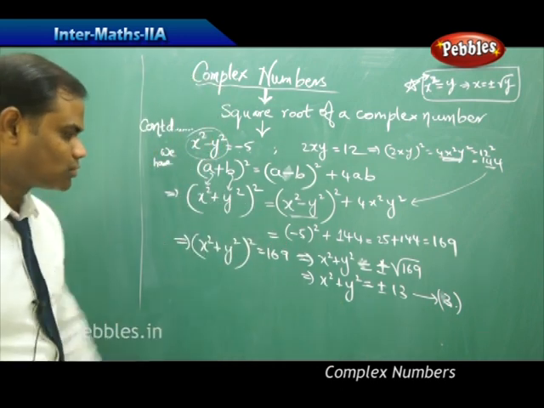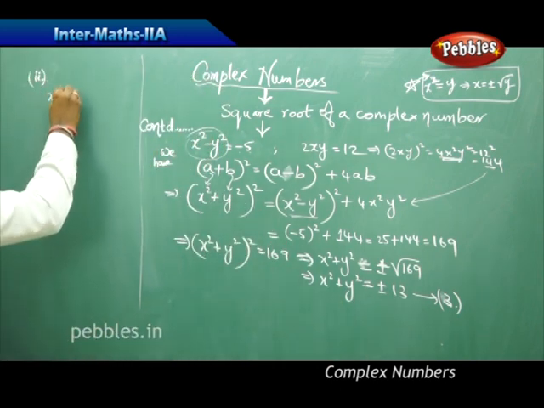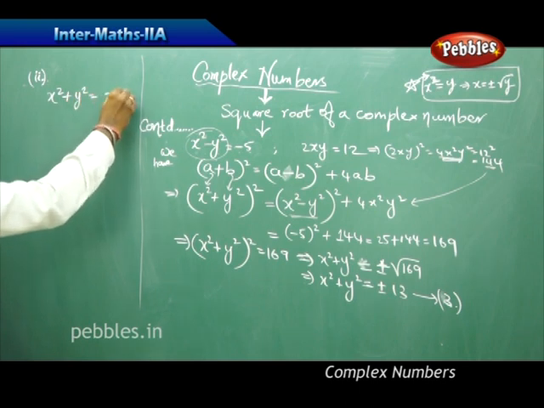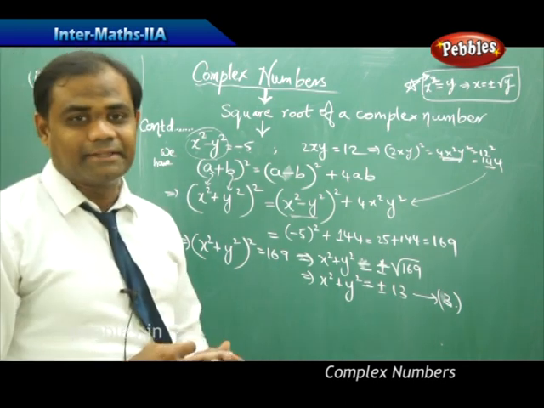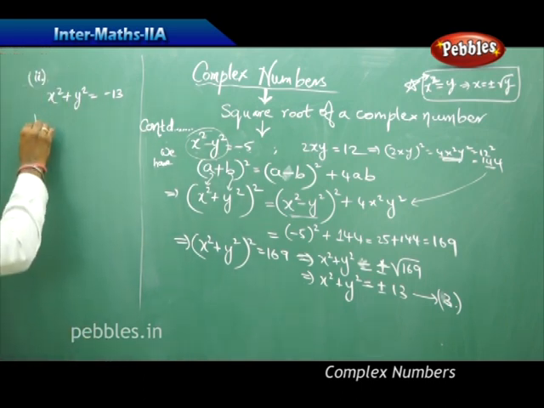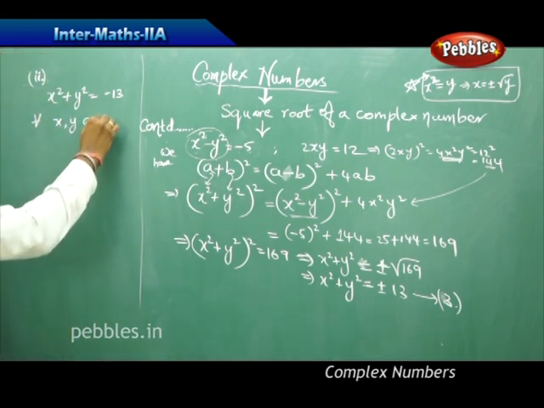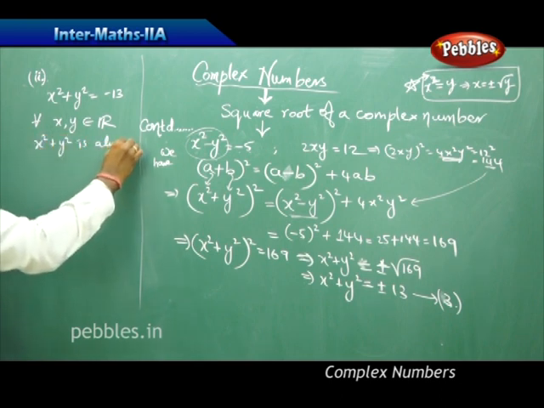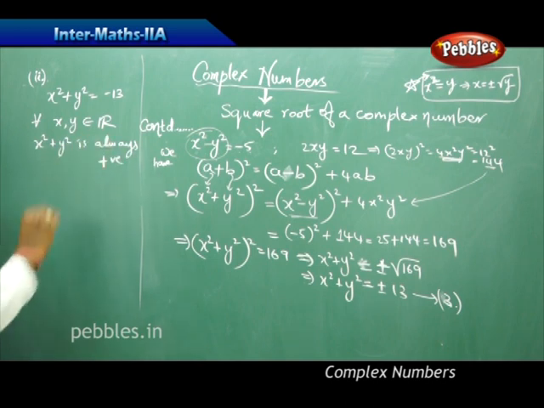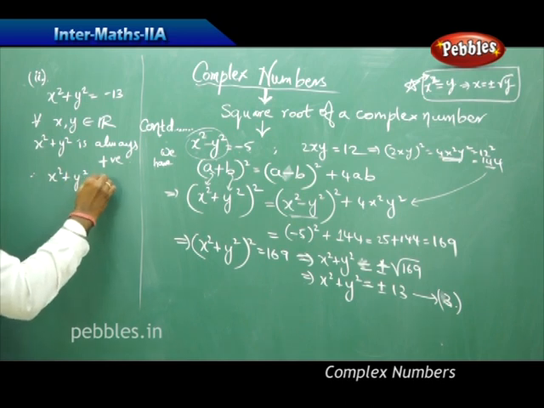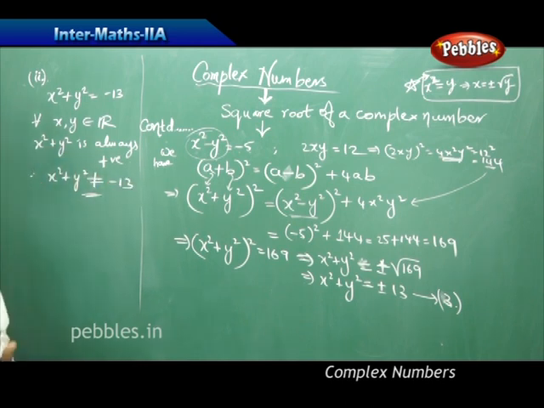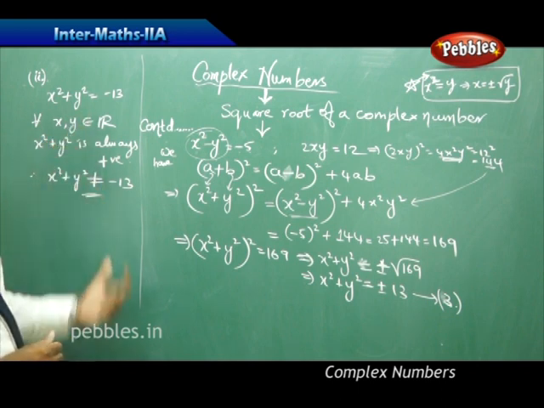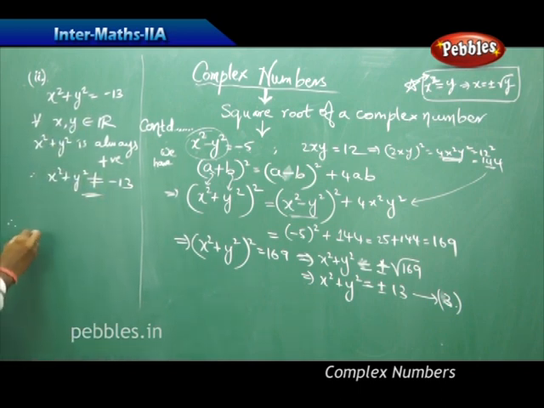Now let's take the case 2 of minus 13 and see if this is possible. Now when I take the second case of minus 13, I think this is not possible, because for all x and y belonging to real numbers, x squared plus y squared is always positive. It cannot be negative. Therefore, x squared plus y squared being positive cannot be equal to minus 13.